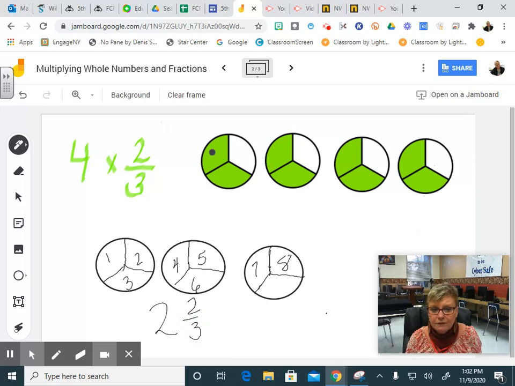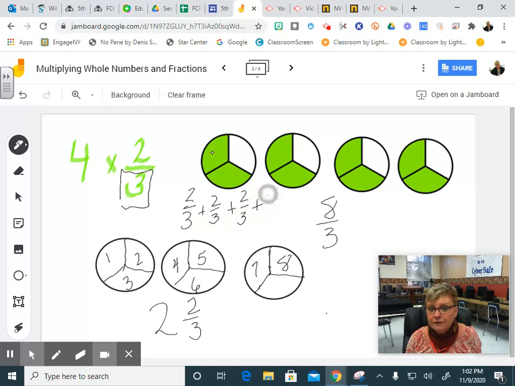So the answer to 4 times 2/3 is either 8/3 as an improper fraction or 2 and 2/3 as a mixed number. So notice the pattern here. What happened? The denominator still stayed the same because we were just adding 2/3 plus 2/3 plus 2/3 plus 2/3. And remember, when you add, the denominator stays the same. You just add the numerators. So we got 8/3. So the denominator stayed the same, and all we did was take the whole number times our numerator.